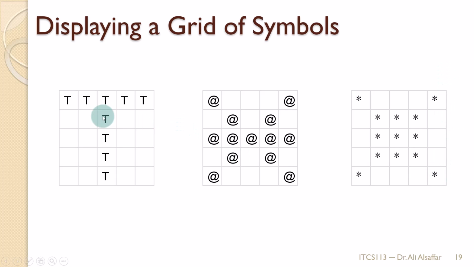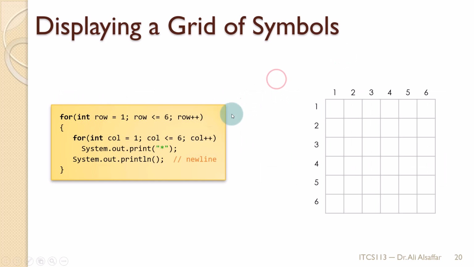So as you notice, in this grid, if you want to design nested loops, you have 2 characters to display. The character T or the space. And here the character is @ or a space, and here the character asterisk or the space. So how to design nested loops to display such shape? Here are the nested loops.